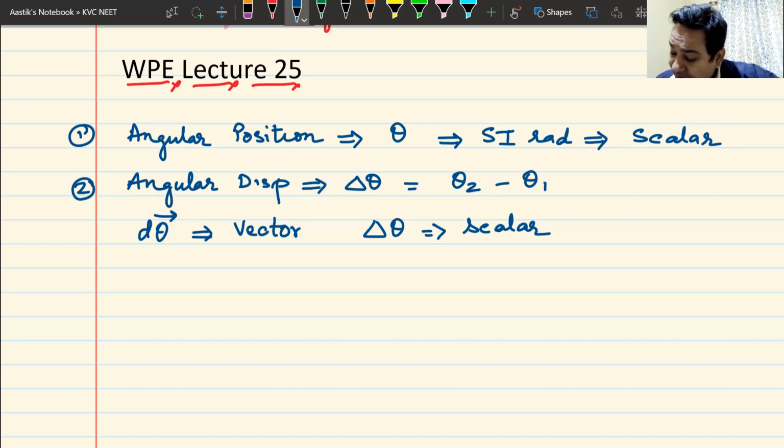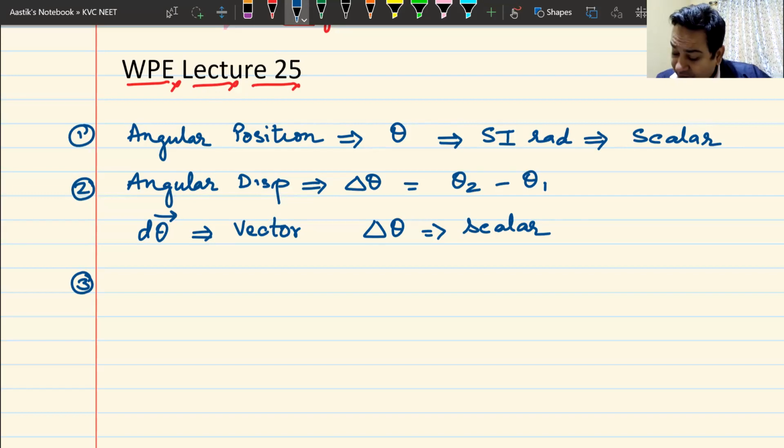Angular position, angular displacement. What was the third term that we had discussed after angular displacement? Will anyone tell me that? Mia says angular acceleration. Nia, that is not correct. Still not revised. Not a good thing. Angular velocity is what we had discussed.